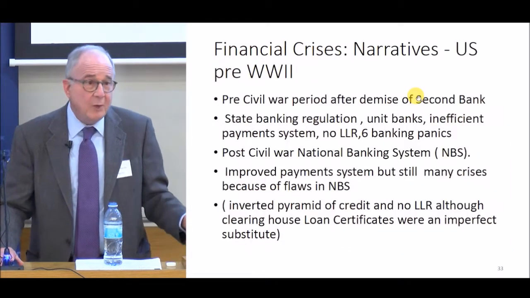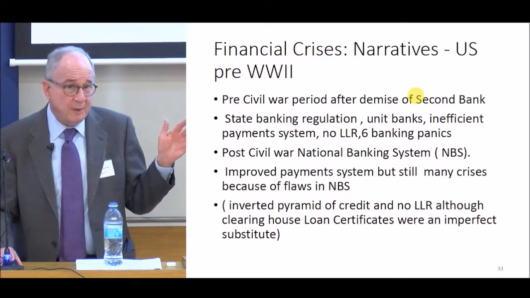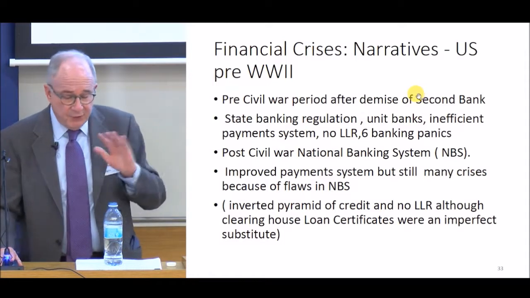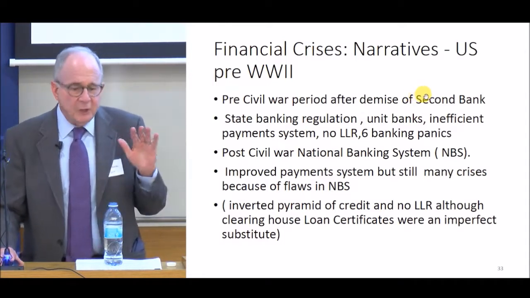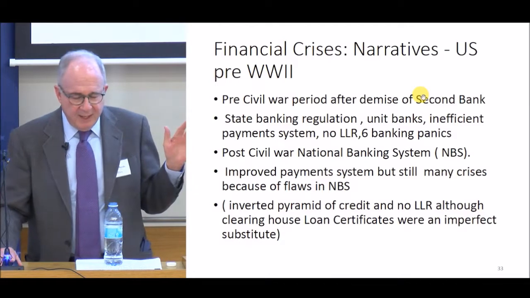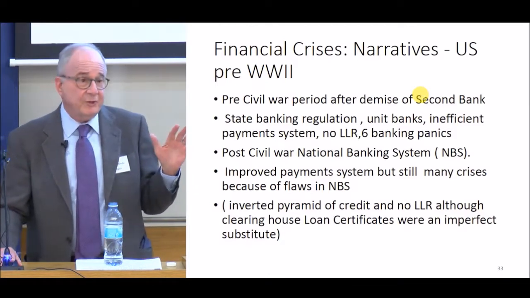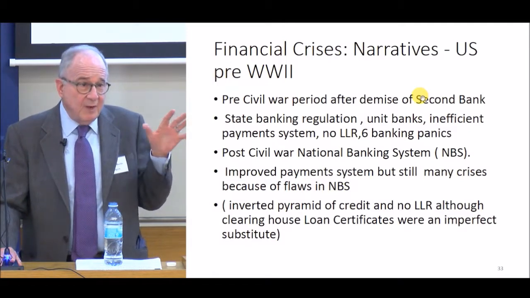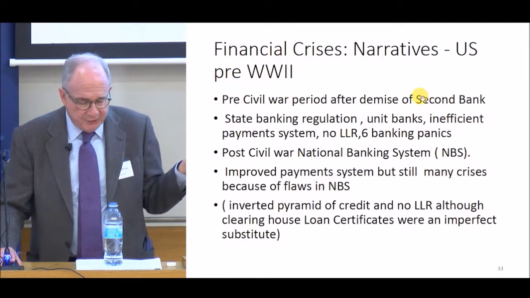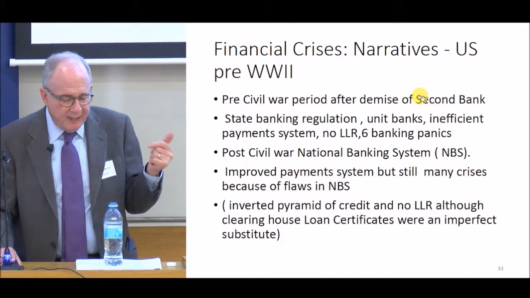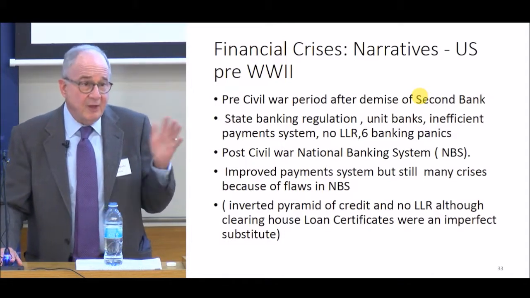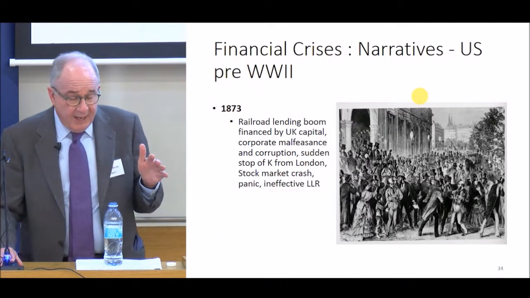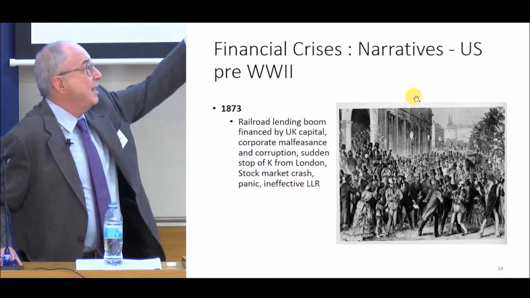And then the US. Some of you know this story. Before the Civil War there were lots of banking panics. There was no lender of last resort. You had unit banks, no branch banking, and the system had lots of crises. Then they set up the National Banking System, which was meant to improve the payment system, but it didn't have a very good lender of last resort. So there were some very big banking panics in that period, and again the stories are the same, people standing around.